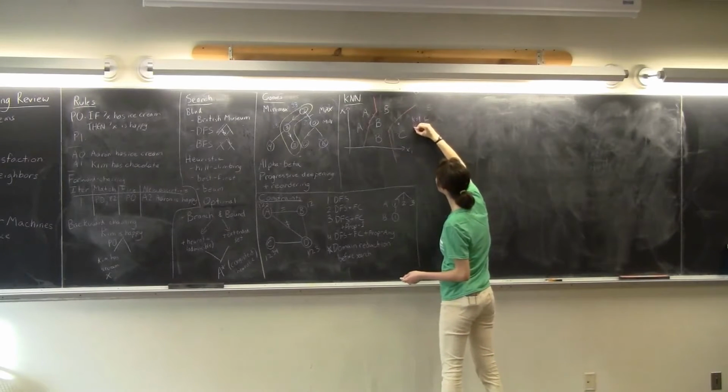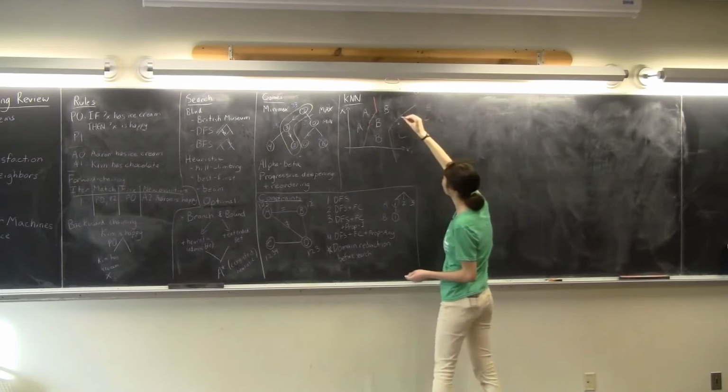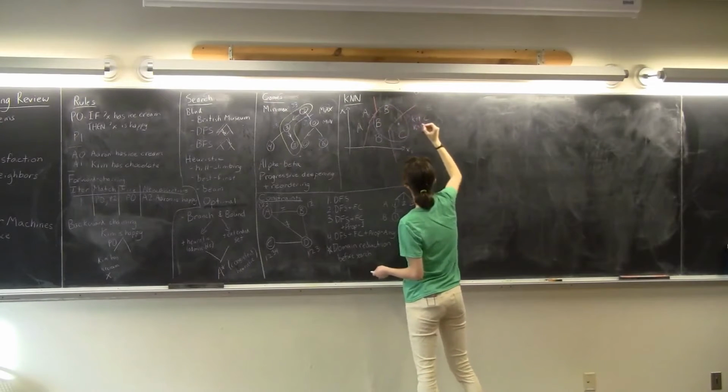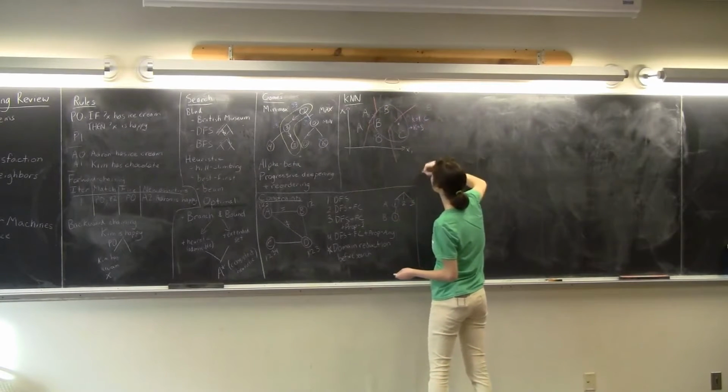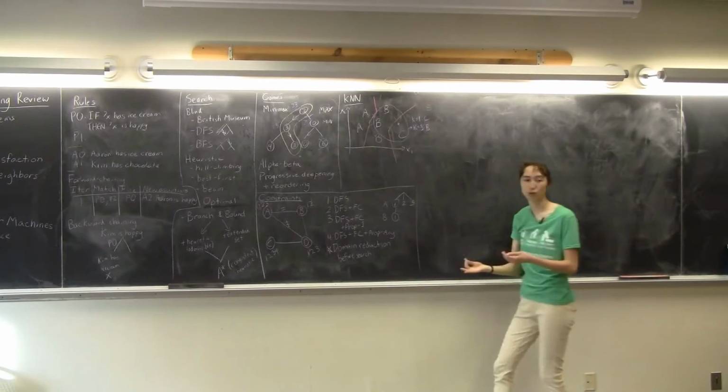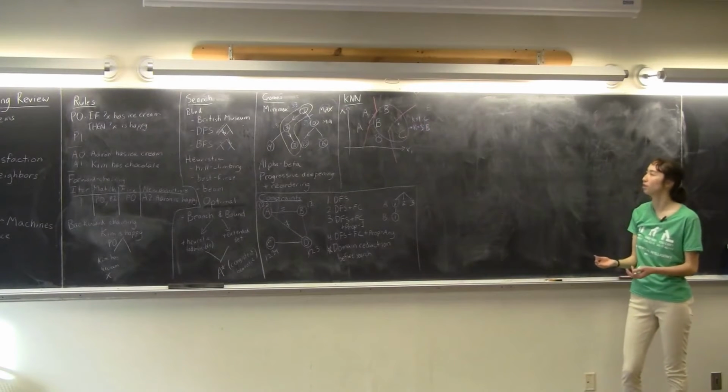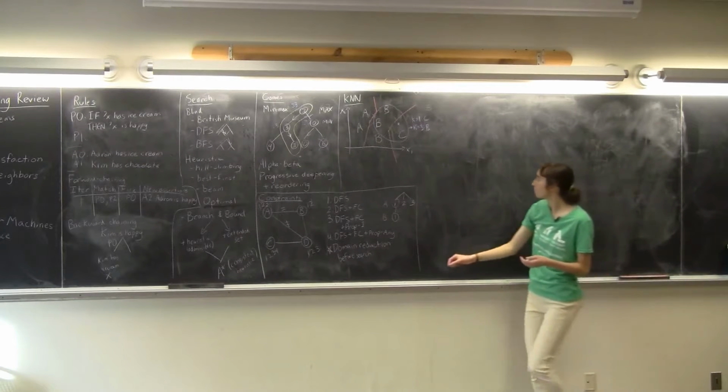But if we use, say, K equals 3, then we would look at its 3 nearest neighbors, and we would classify it as a B because there are more B's in its 3 nearest neighbors than there are C's.